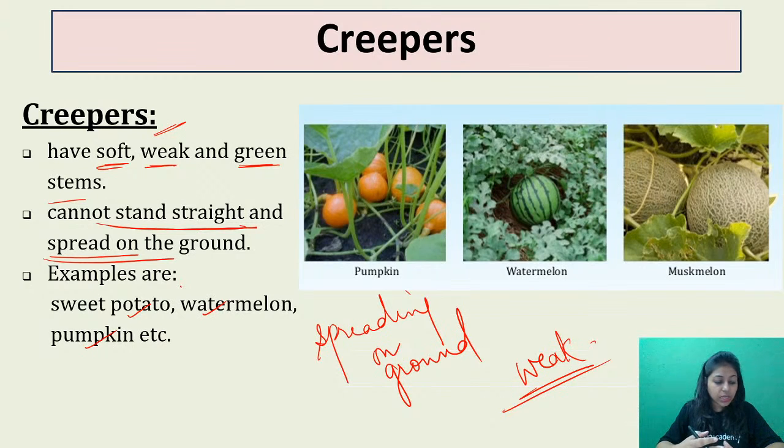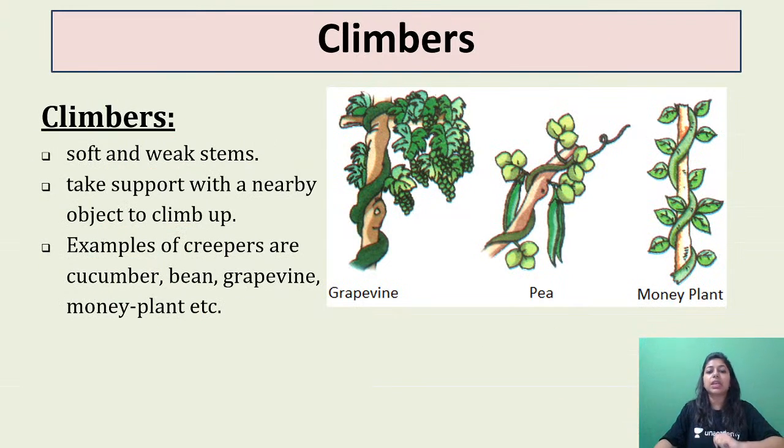Now the next category that we are coming on to is climbers. What are climbers? Climbers are those which have soft and weak stems, like creepers also. But what is the difference between a creeper and a climber? If you provide support to them, then they can actually move up. You can see how these stems are moving up. I hope this is clear. So this is a grapevine, this is a pea plant, this is a money plant. Money plant is really very common.